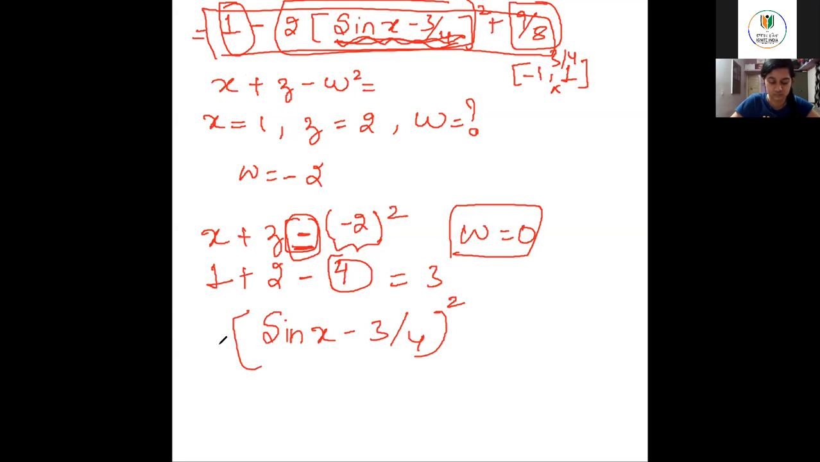Now some work here also. Take sin x to be 0, 1, minus 1, take these three values and tell me what is the maximum value you are getting. 49 by 16. For sin x equal to? Minus 1. Good.